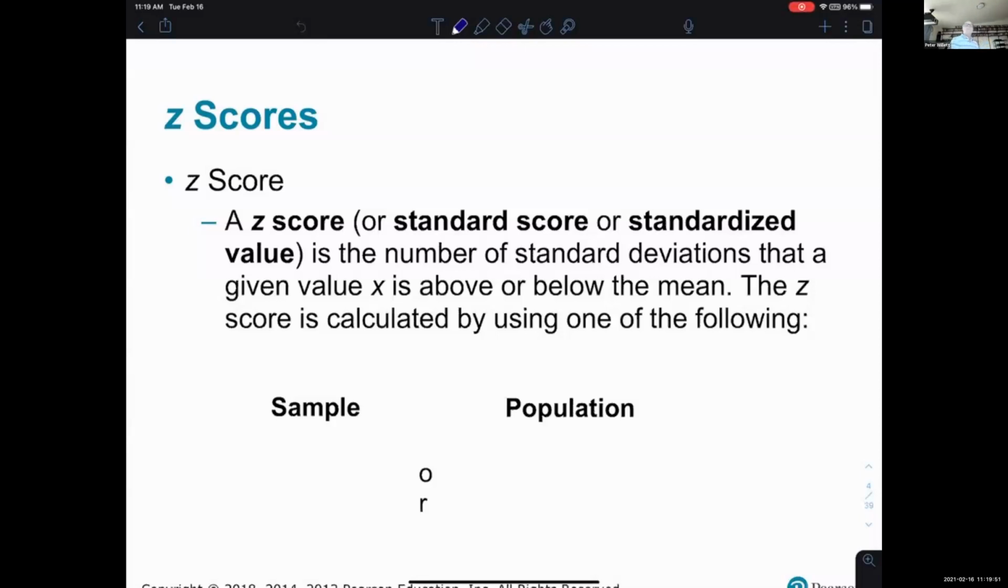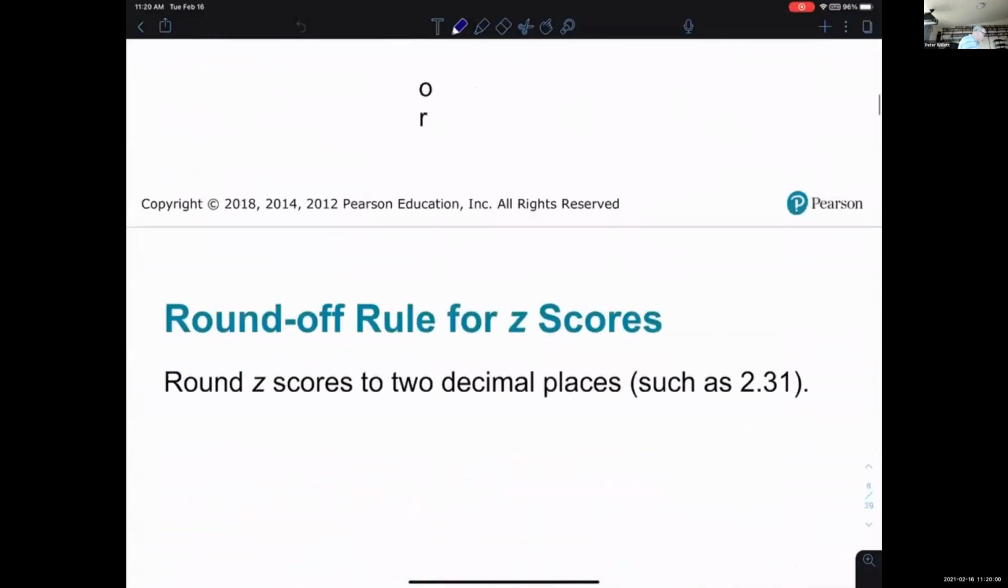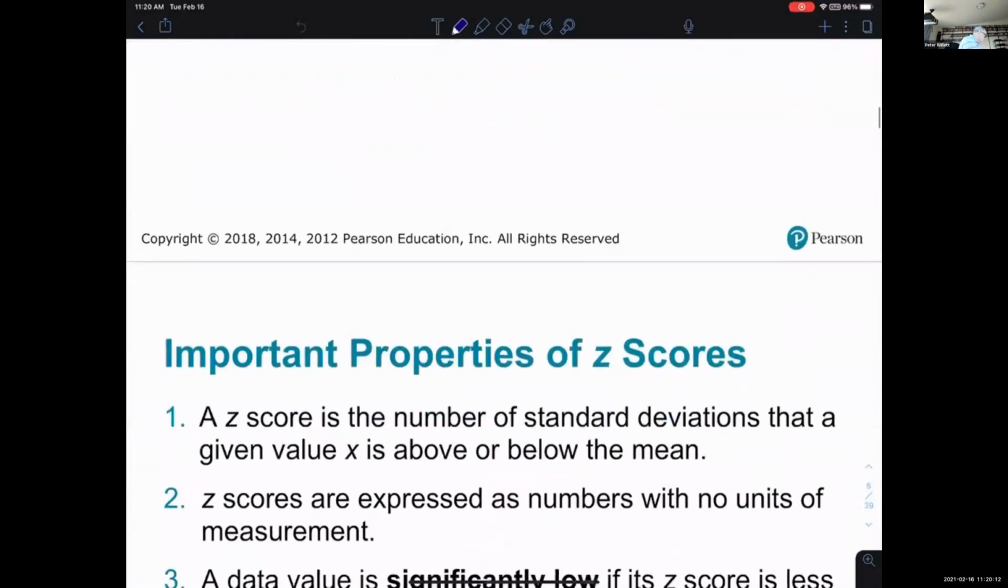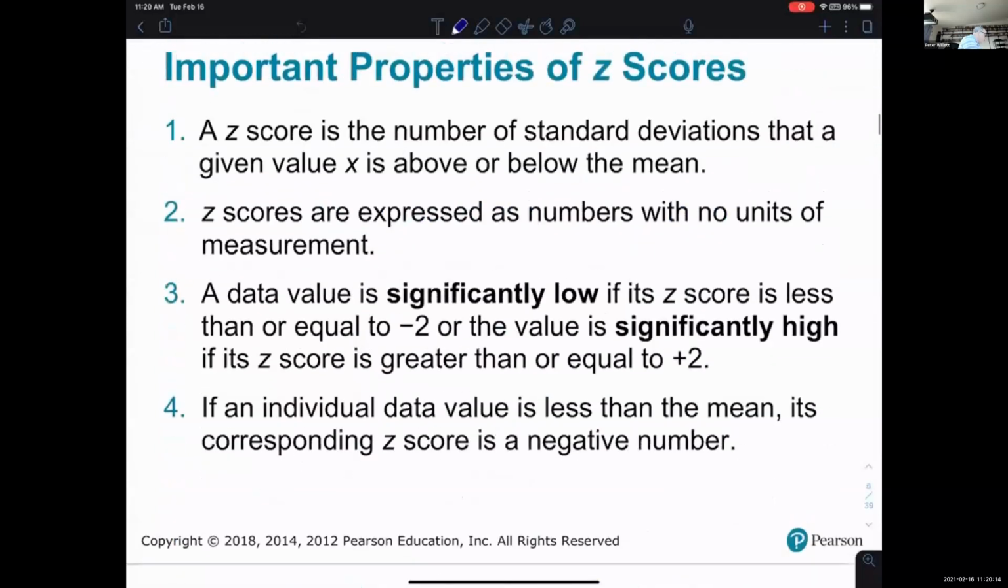So to come to terms with what this means, how many standard deviations above or below the mean, we can look at some examples and some graphical pictures of this. But briefly, round-off rule for Z-scores: when Z-scores are calculated, you round them off to 2 decimals, and this will be how they show up in tables and things like that. Properties of Z-scores.